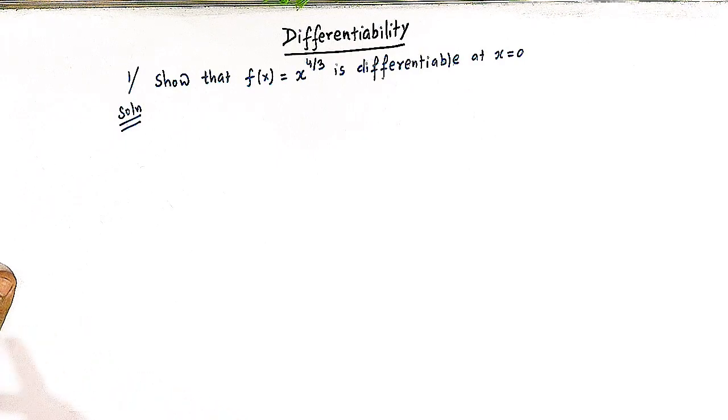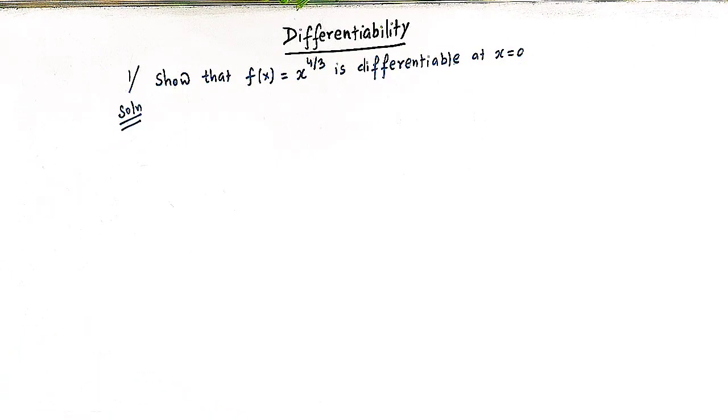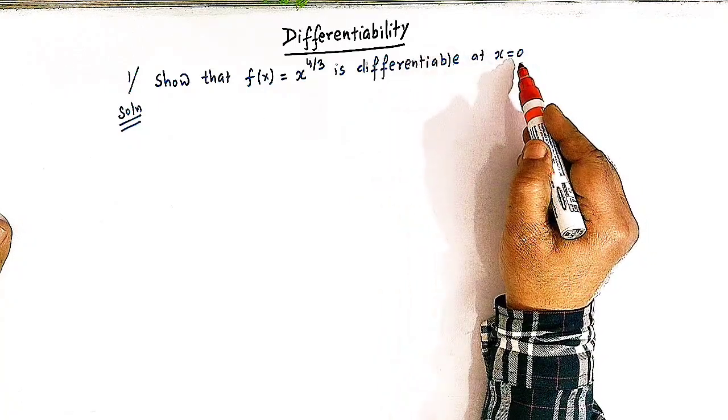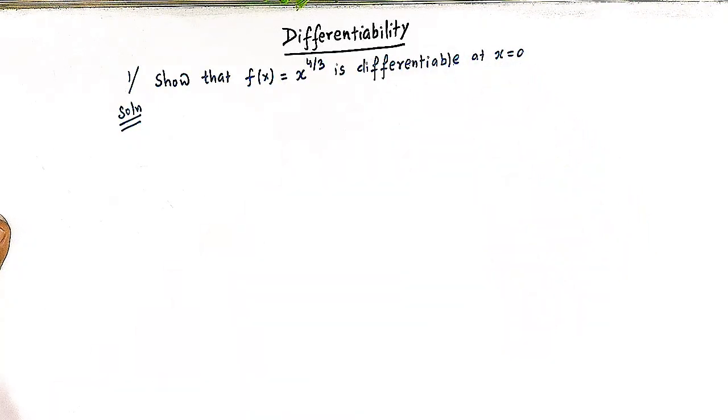By differentiability of a function, we mean that the slope of the tangent to the curve at the given point exists, right? And moreover, the tangent should be unique, right?